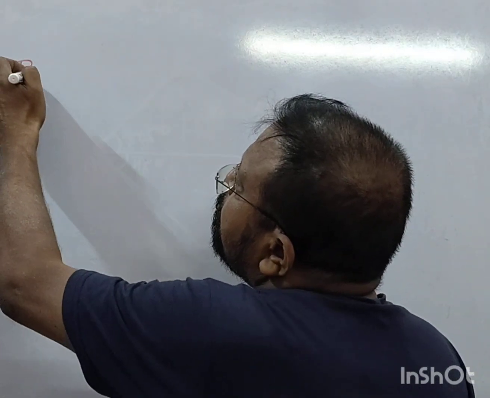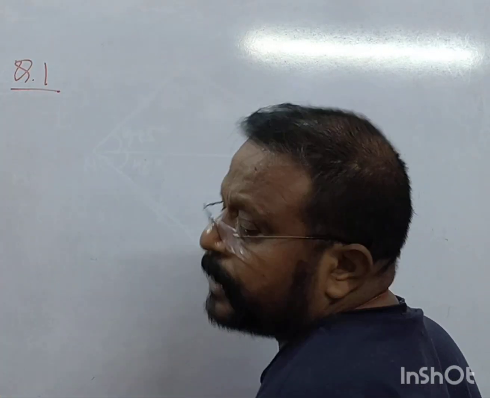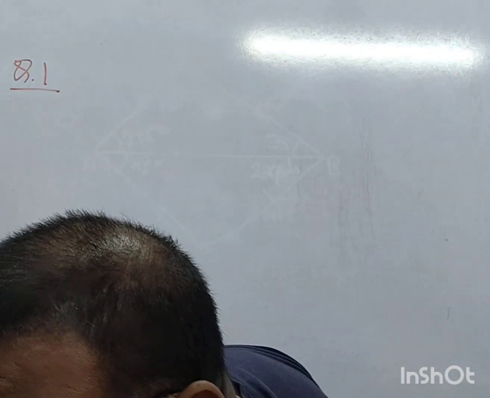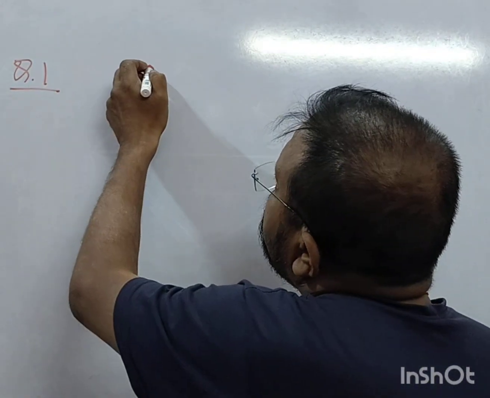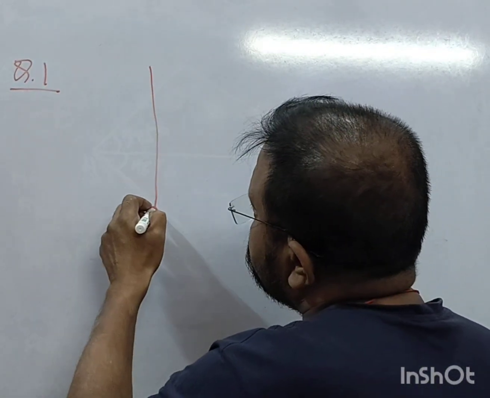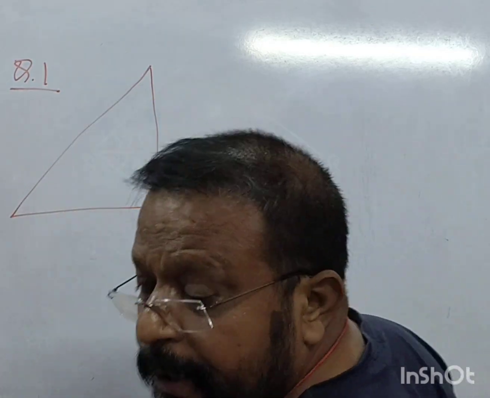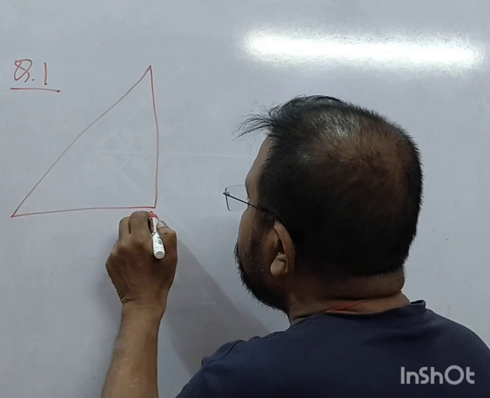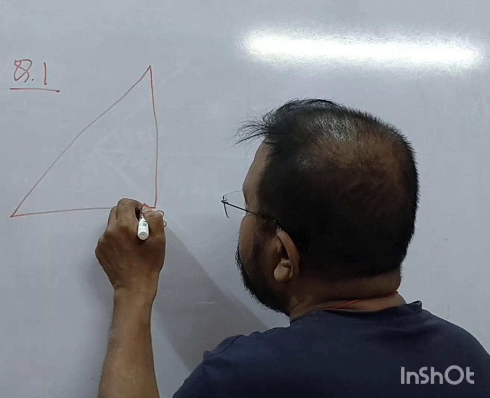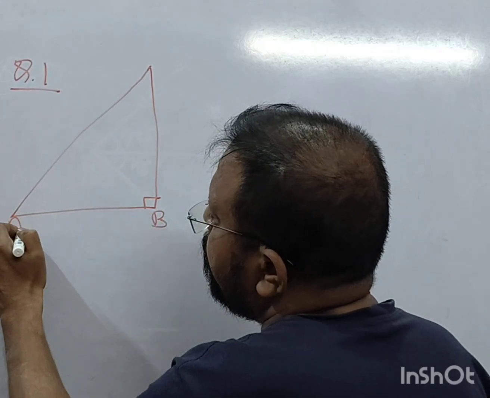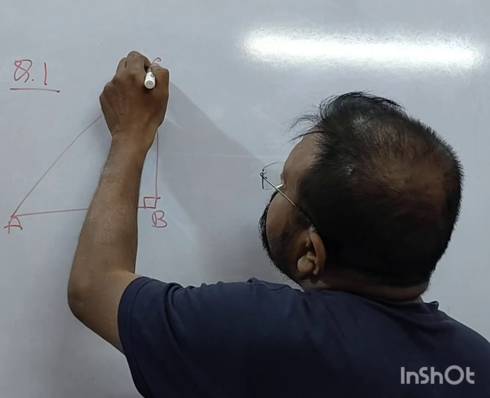Question number 1. There is a triangle like this. This is a triangle, right? This is B at 90 degrees. This is A. This is C.